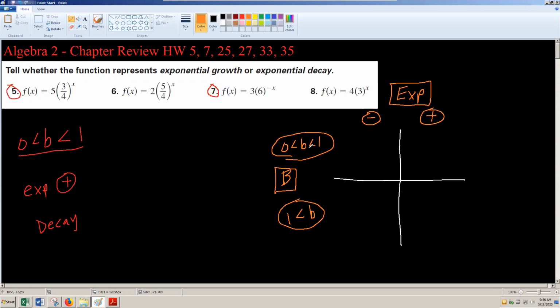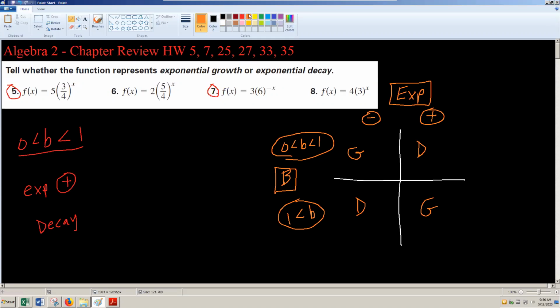So if my b value is less than 1 with the negative exponent, that's going to make this thing growth. If it's less than 1 with a positive exponent, that's going to make it decay. If I have bigger than 1, so like 3, 4, 5, but a negative exponent, that's going to make this thing decay. Bigger than 1, but positive exponent, that's going to make this growth. So when we look at this one, we see this is decay right here, less than 1 and positive. So basically this little chunk right here.